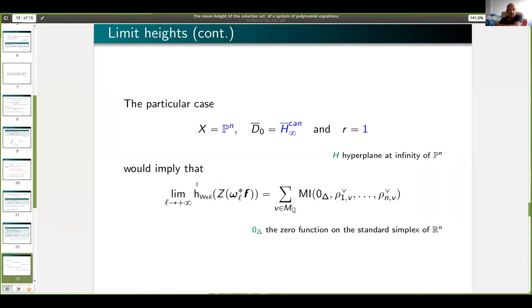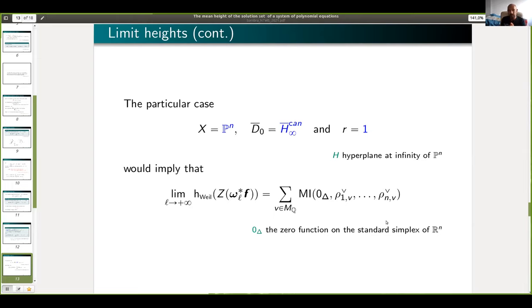So this conjecture is saying that the limit of the Weil heights of the zero sets of the twists of the given family of Laurent polynomials is going to be given by this combinatorial formula, where here you put a function that is the zero function on the standard simplex of R^n. The standard simplex is the convex hull of the standard basis and the zero. And you take the zero function there, and here you put the dual of the Ronkin function.